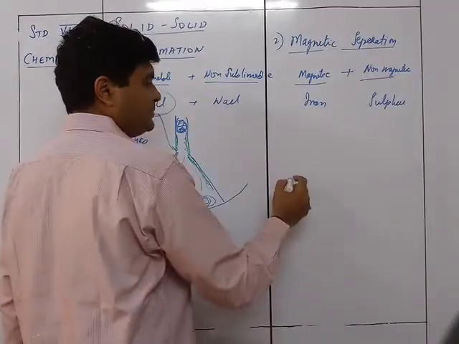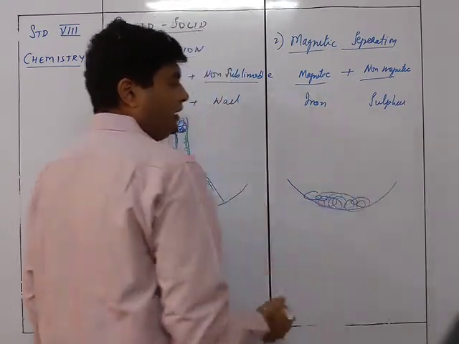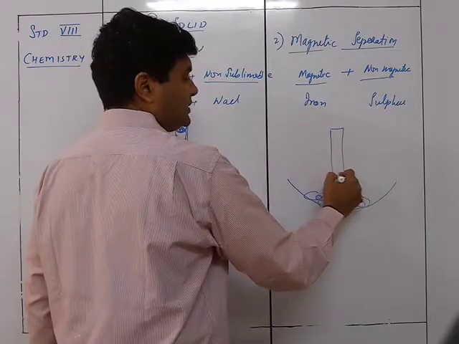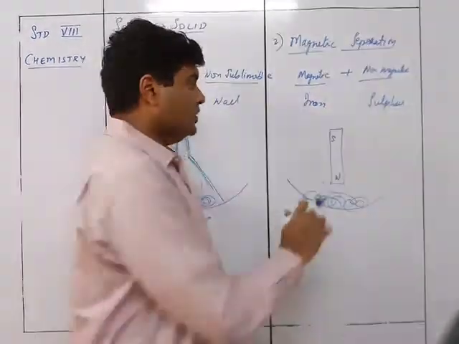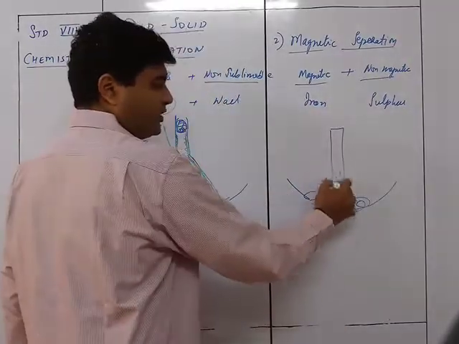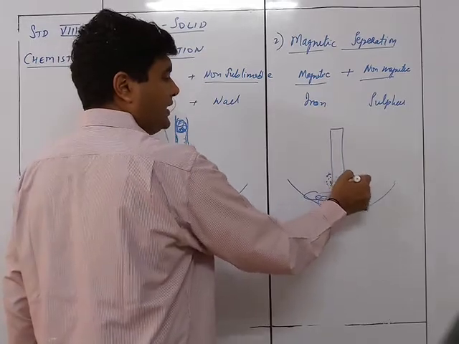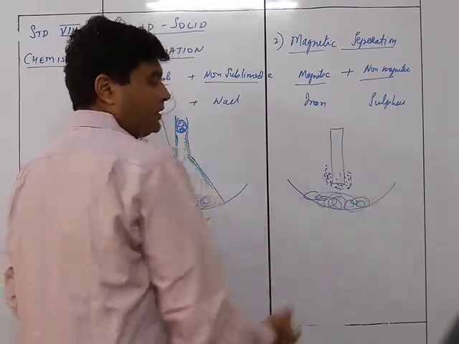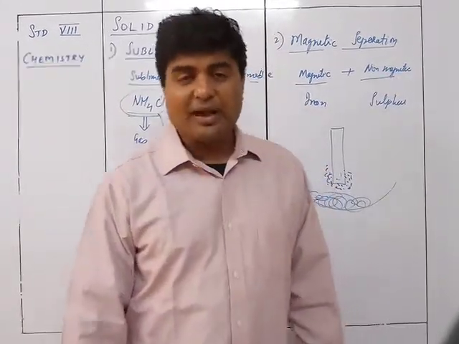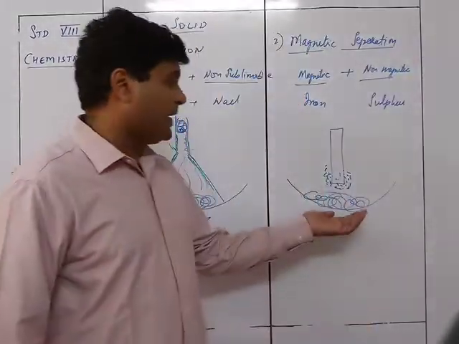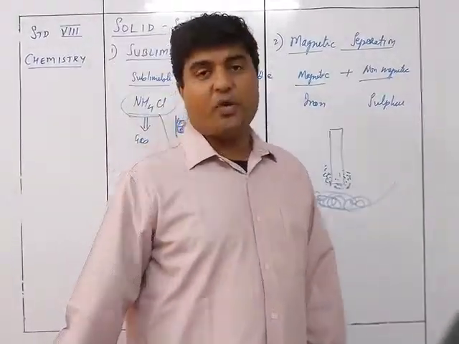Now it is a simple thing: you put this powder of iron and sulfur together in a dish. Now we take a magnet, a simple magnet. As soon as you put it inside, all the iron filings stick to the magnet. The magnet attracts the iron pieces from the iron-sulfur powder, and what remains in the dish will be sulfur. The iron is completely separated out from the mixture.